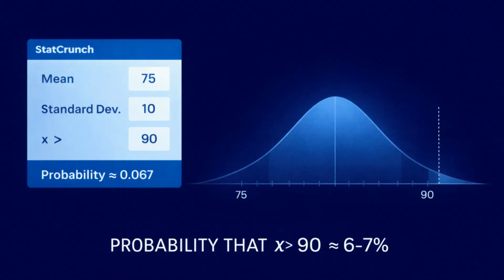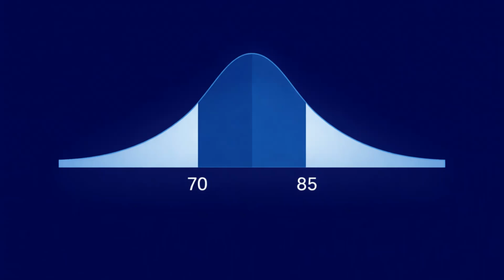StatCrunch returns a probability of about 6 to 7%. That tells us that scoring above 90 is relatively uncommon, which makes sense since 90 is well above the average.